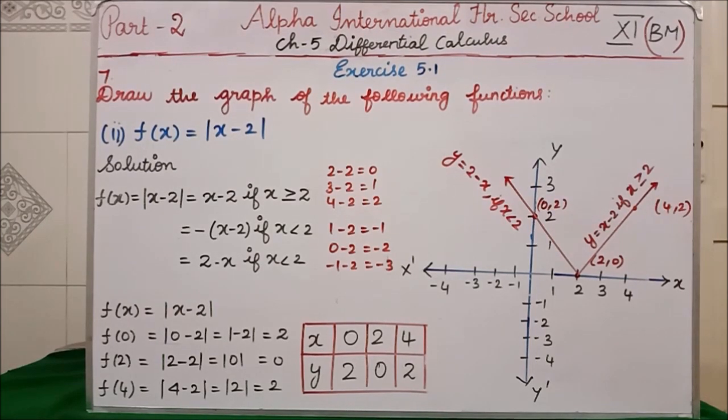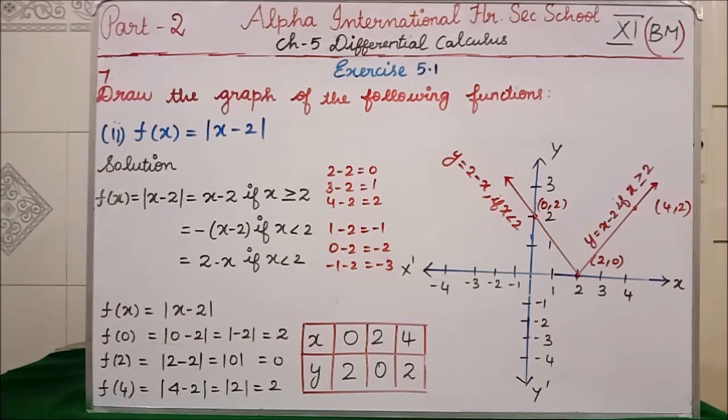Next, in the 7th question, the second subdivision we are going to see. The question is f of x is equal to modulus of x minus 2. Students, wherever the question is given in modulus, you have to take the plus value as well as the minus value. We have to do two calculations.